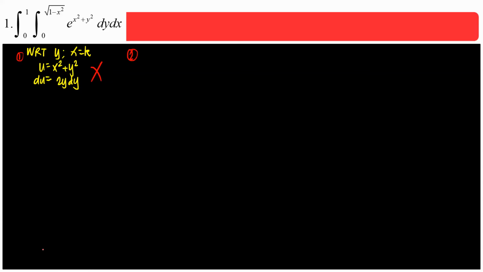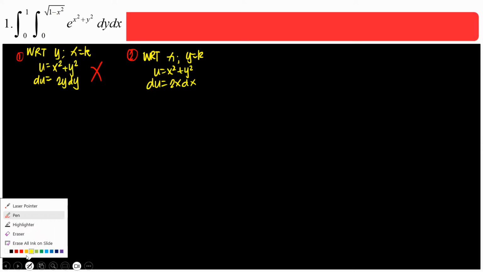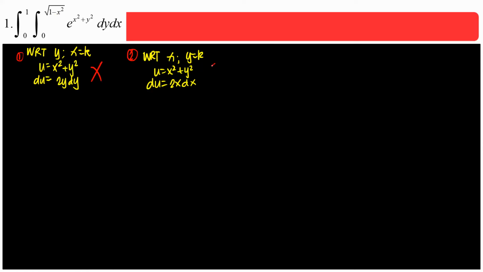The second trial, you might say, let's try to invert the order. With respect to x, where y is constant, if u is x squared plus y squared, and y is the constant one, du would be 2x dx. And again, we don't have x at the bottom. So here, again, you cannot do that.